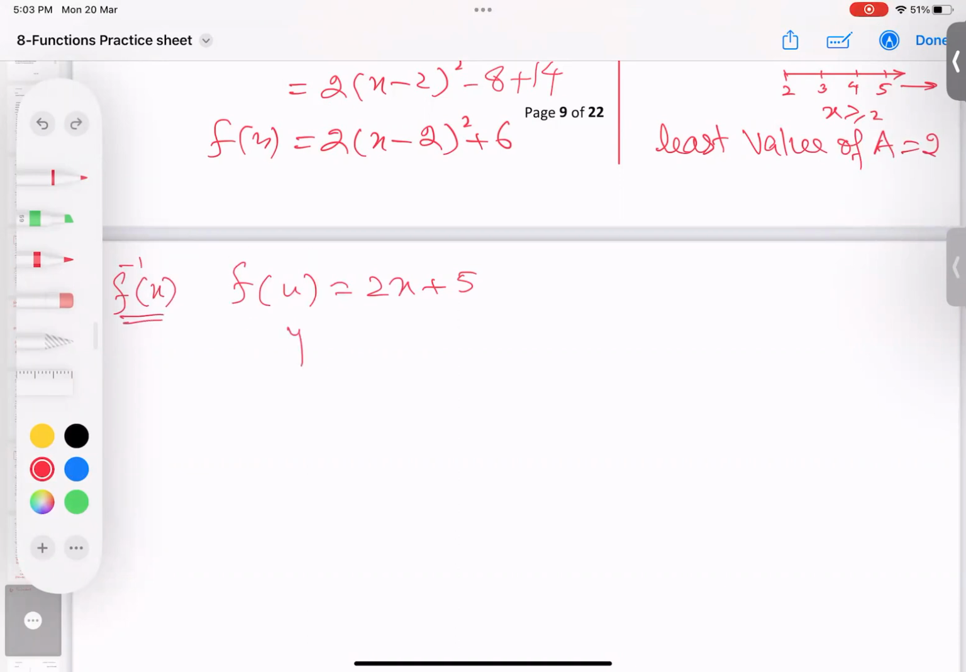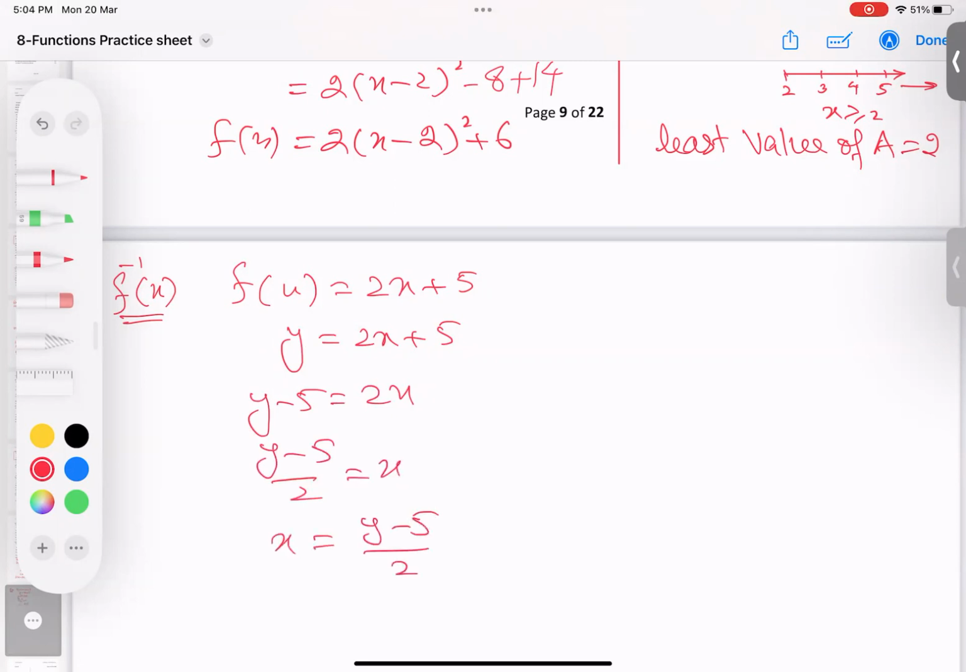If you remember, currently y is the subject. What is the target? You have to make x the subject. So we have y as subject, but we have to make x the subject. What is the method? First, the 5 will come here. 2 is multiplying, so it will divide. The sides change, x becomes left and this becomes right.